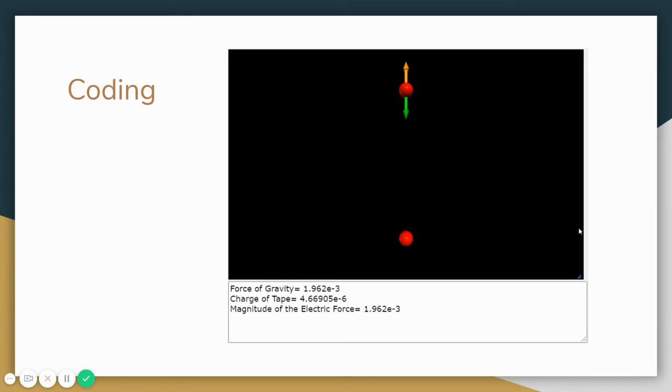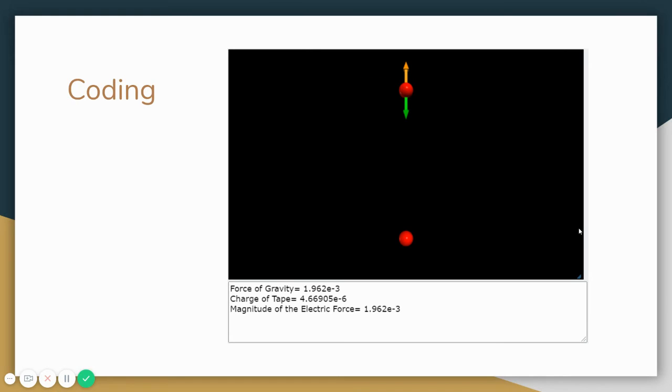For my coding, I essentially created two point charges, the two red spheres being the U-tape, the green arrow being the force of gravity on the tape, and the orange arrow being the magnitude of the electric force, or the electric force on the top tape.